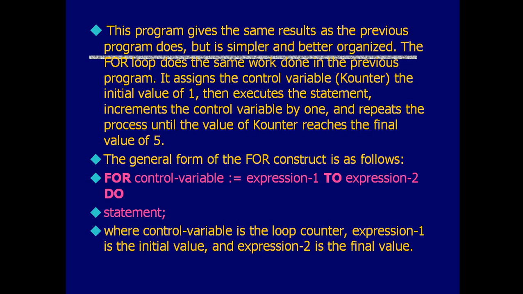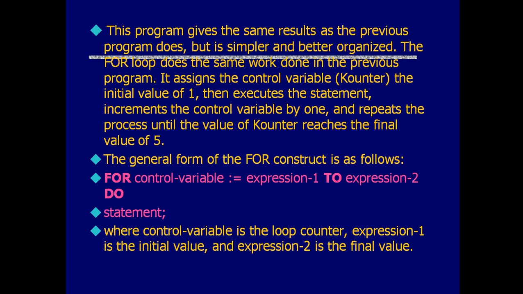The for loop does the same work done in the previous program. It assigns the control variable the initial value of 1. Then it executes the statement, increments the control variable by 1, and repeats the process until the value of counter reaches the final value of 5.